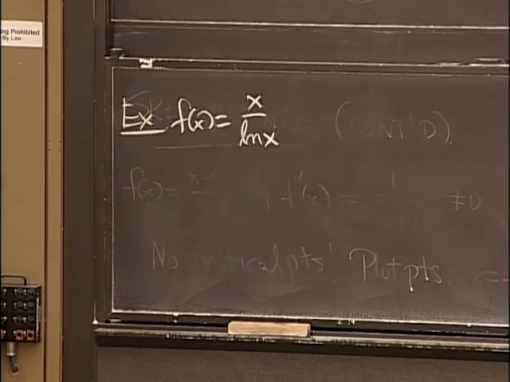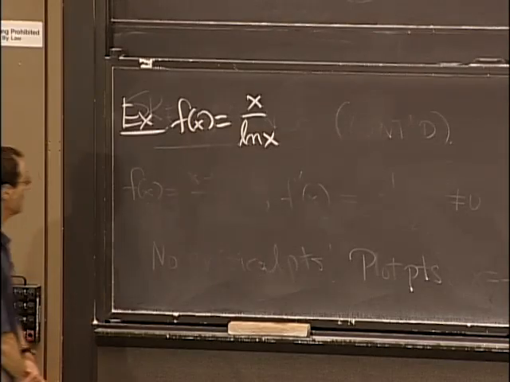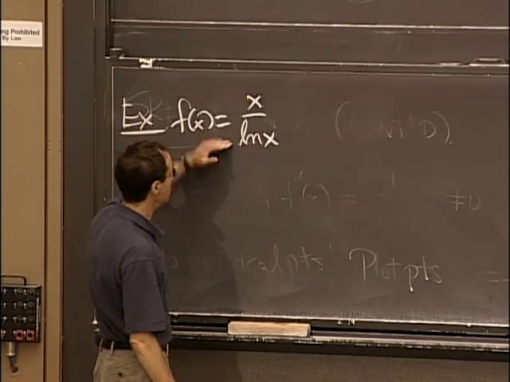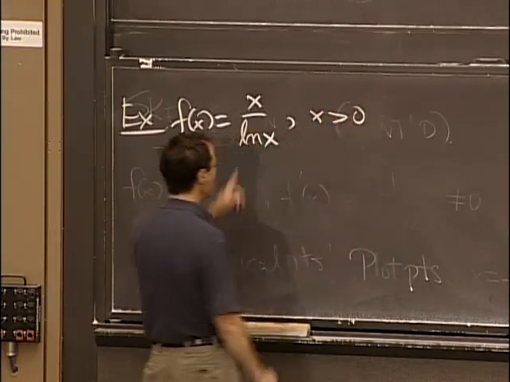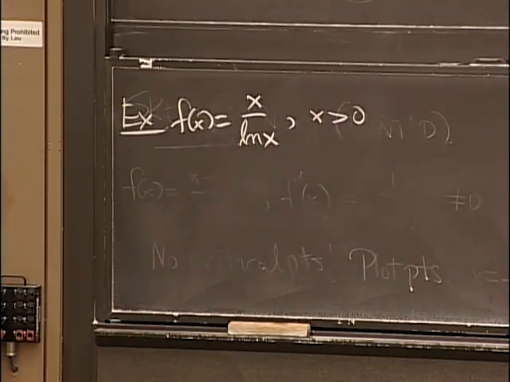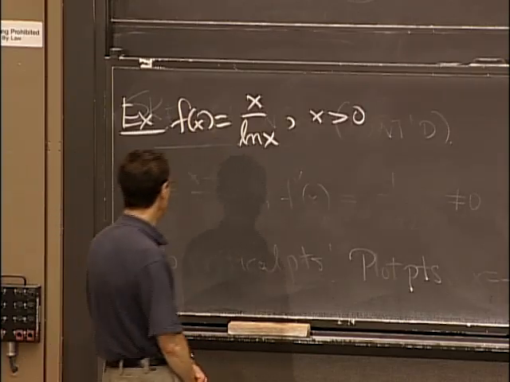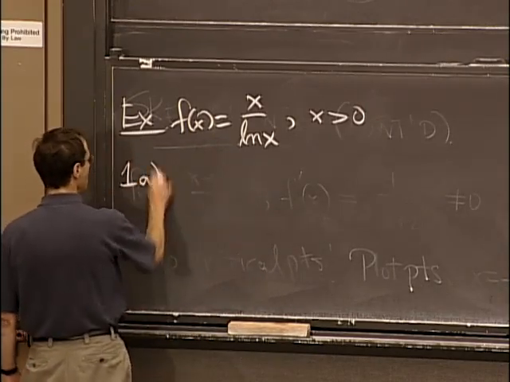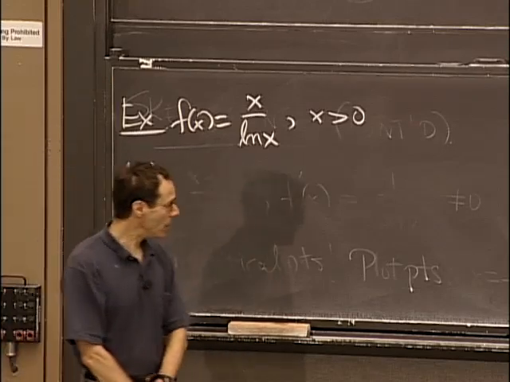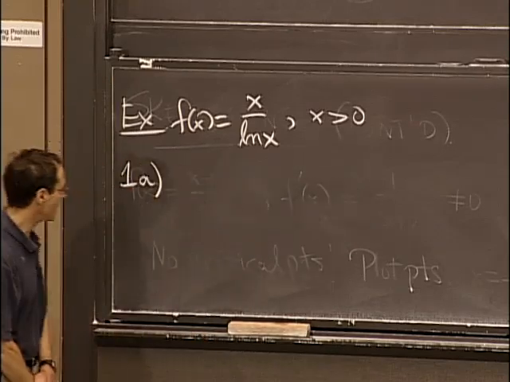Okay, now, so here's the function that I want to discuss. And the domain has to be x positive because the logarithm is not defined for negative values. So the first thing that I'm going to do is follow the scheme here, because if I don't follow the scheme, I'm going to get a little mixed up.